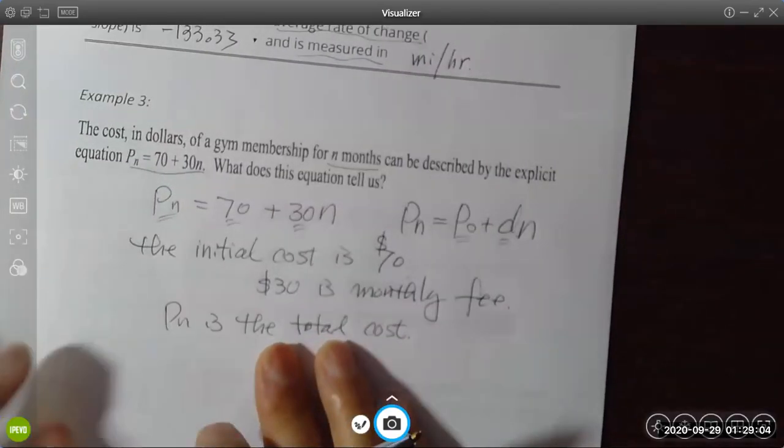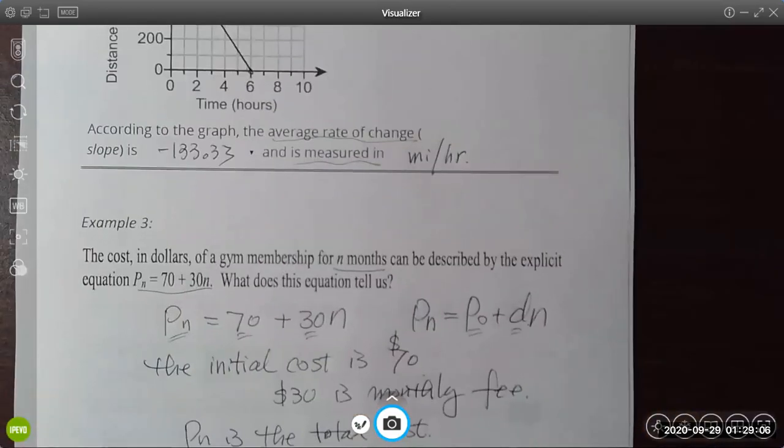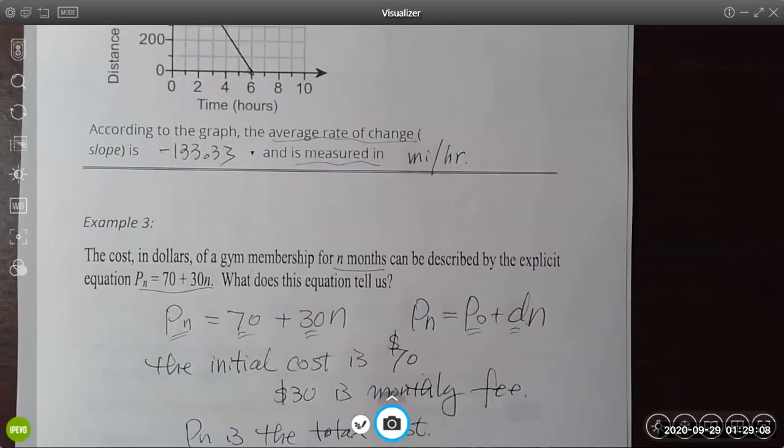Okay, this is the video for the linear model. The next video is about the exponential model.